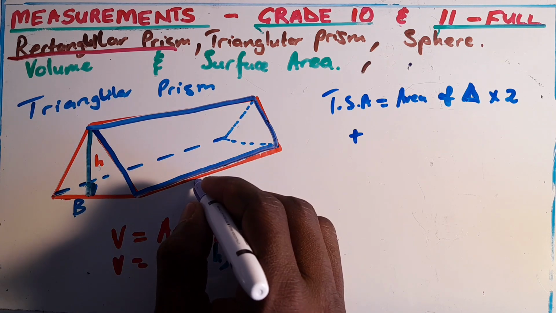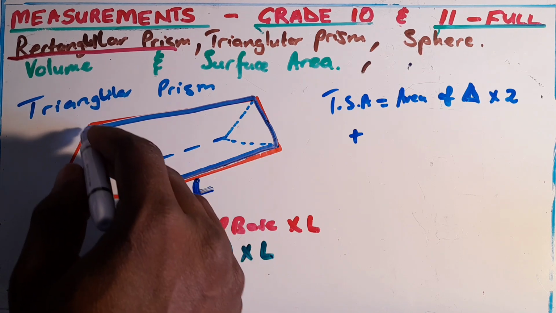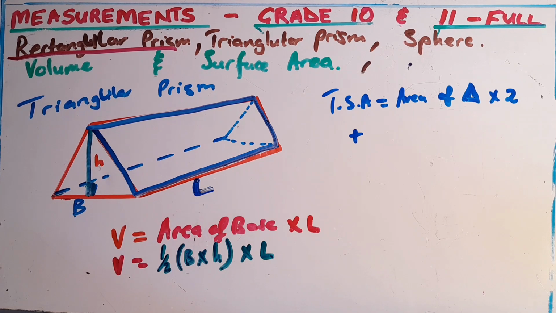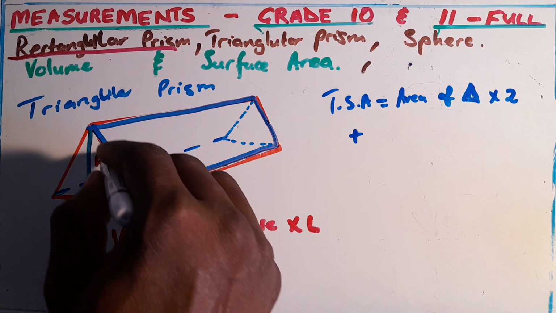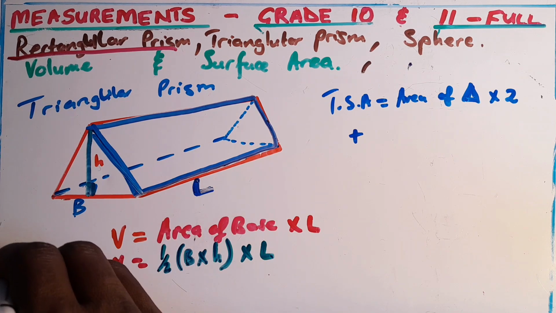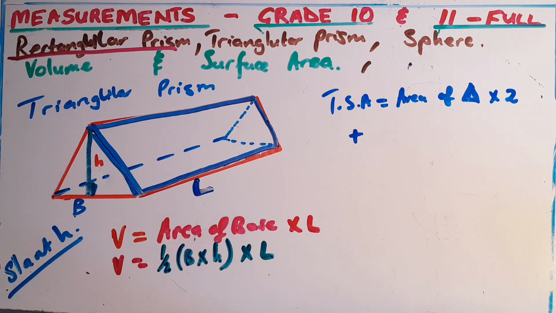Which dimensions does this shape have? We only have the length, but we do not have this height. But we can find that height. This is another trick. Just take a look at this, right? In order to find this height, which you can call the slant height, how do we find that height?